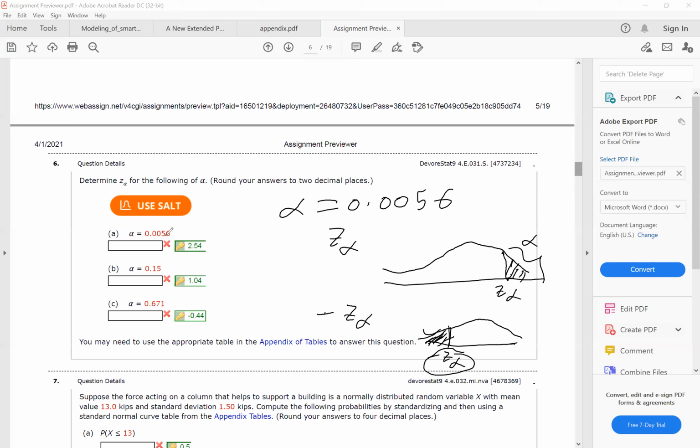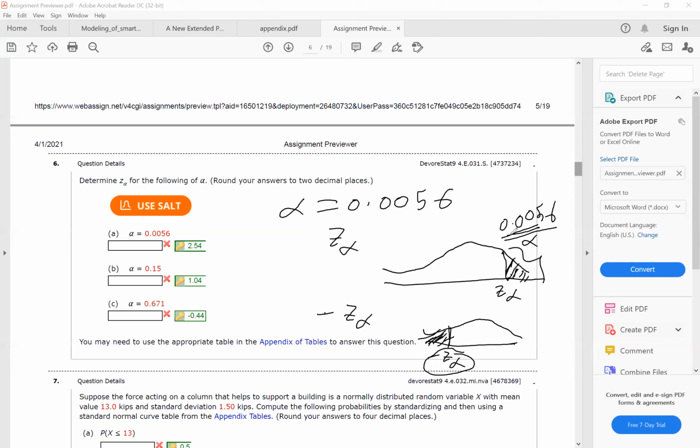So for the first one, the alpha is 0.0056. So that means this area is 0.0056. Now you have to find the z score. If you look at the z table for this area, 0.0056, you will get a negative number. But the z alpha is on the right tail, so it should be positive. So you will just take the same number with a positive sign. You will just ignore the negative sign.